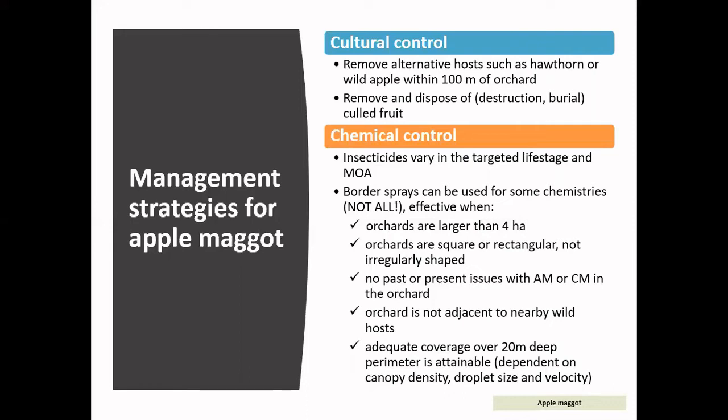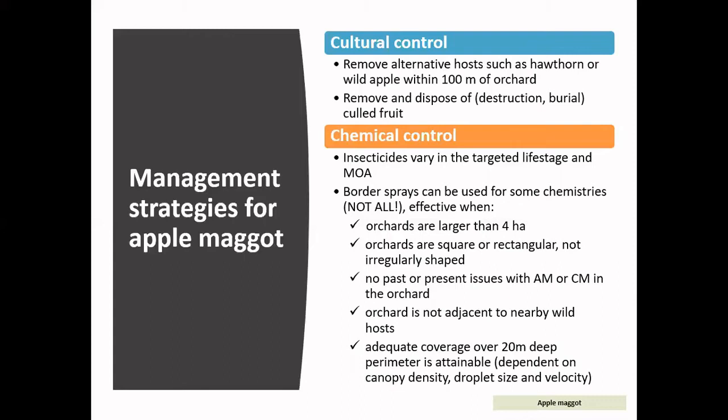Now, removal of these alternative hosts around the orchard can really help to reduce populations of apple maggot within the orchard. So looking in hedgerows and woodlots nearby and removing those potential hosts, such as hawthorn or wild apple, can really help to limit those overwintering sites. Also disposing of any fruit that's dropped on the orchard floor that could house the development of these insect pests, either by removal or mulching, again, to help to control these population numbers.